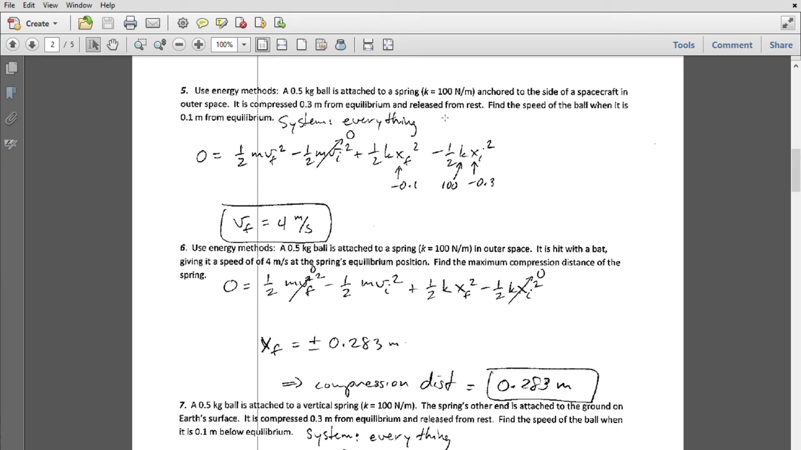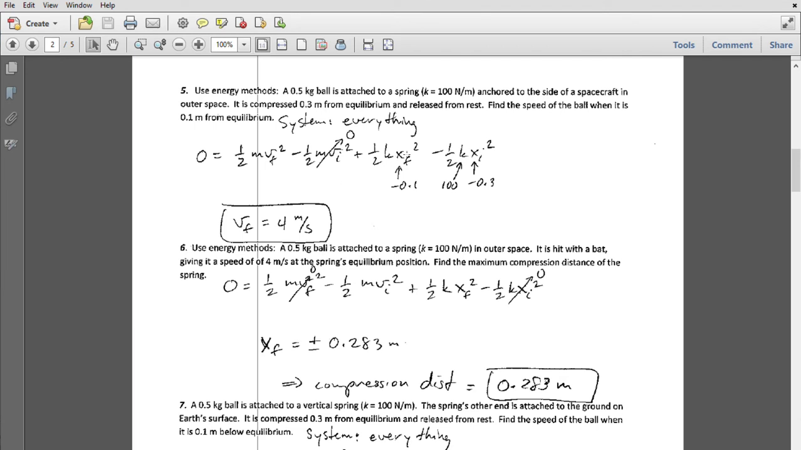So that means x initial is 0.3 meters, x final is 0.1 meters, and we'll take the spring to be an internal force. So my system is the moving block plus whatever it's attached to, which isn't going to move, the side of the spacecraft. The spring force is an internal force. There aren't any other forces acting on moving pieces, so the net work done by external forces is 0. That's equal to the change in the kinetic energy, and it's released from rest, so this part is 0. We're after that v final.